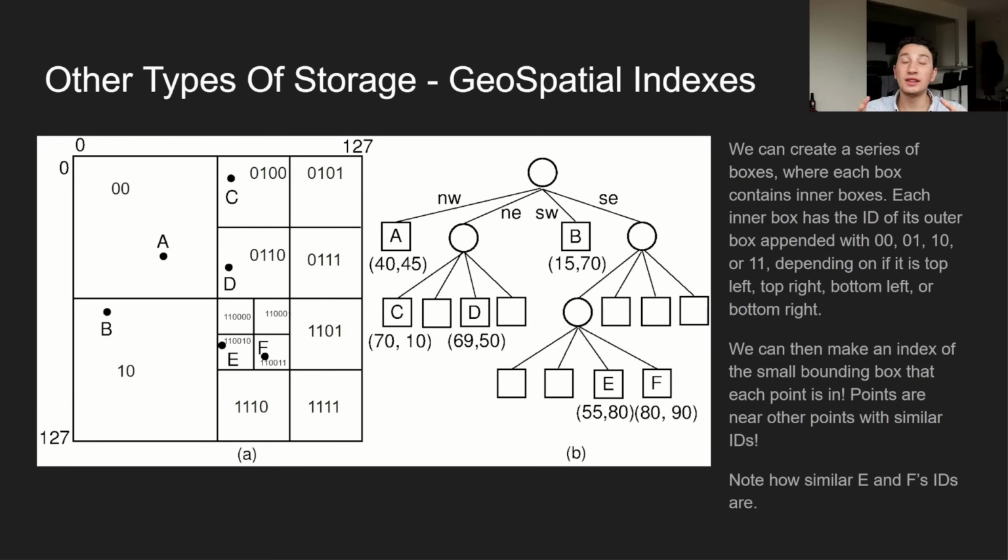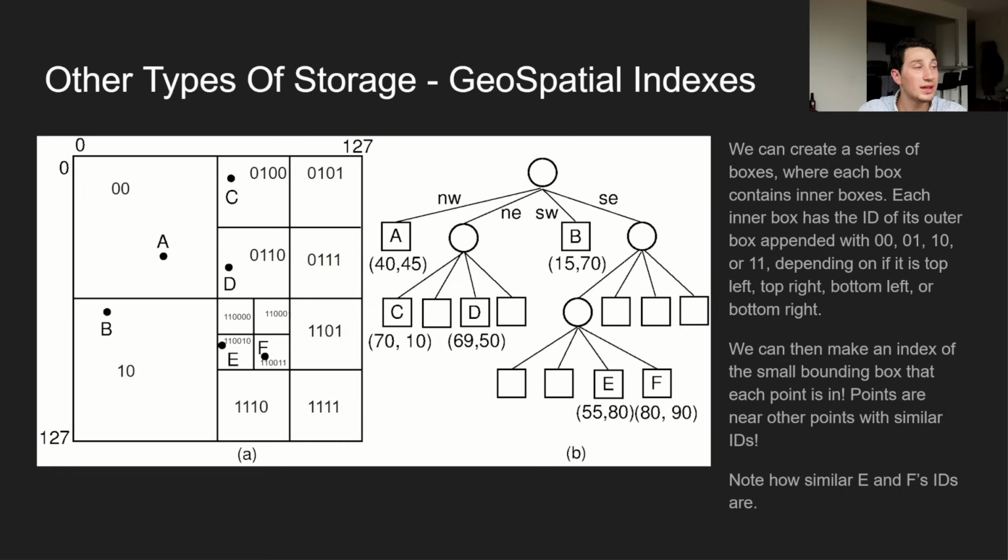If you take one box and then you go to the top left of it, we take the existing ID and we add 0, 0 to it. If we go to the top right, we add 0, 1, bottom left 1, 0, bottom right 1, 1. So if we look at point C, you can see that the top right, top quarter box is 0, 1, and then the actual geohash of the box that point C is in is 0, 1, 0, 0, because it is the top left box of the top right box.